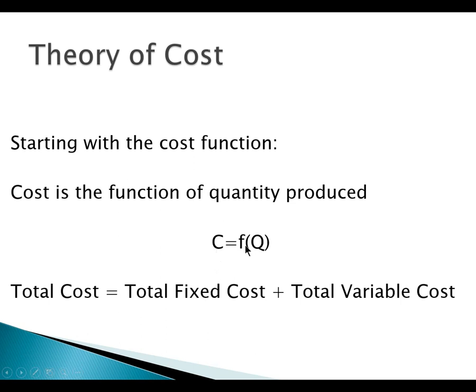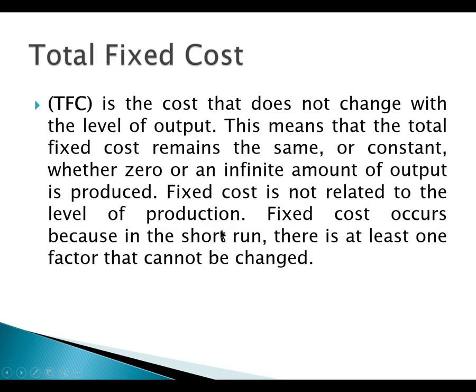To look into how increasing the quantity of output will affect the cost, with reference to this kind of cost function, the two costs are being explained: the total fixed cost and total variable cost. Now, in detail, the total fixed cost is that kind of cost which does not change with the level of output. It means that the total fixed cost remains constant, whether at zero or an infinite amount of output. This kind of cost is not related to the amount of output.